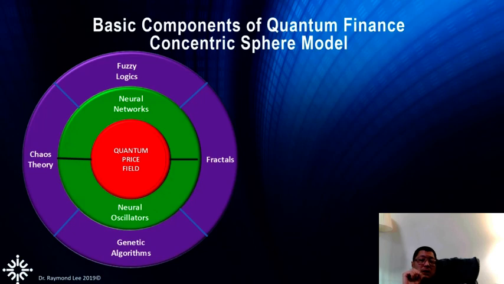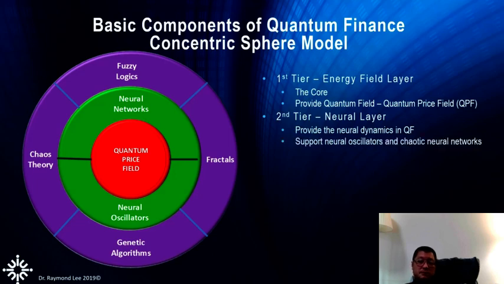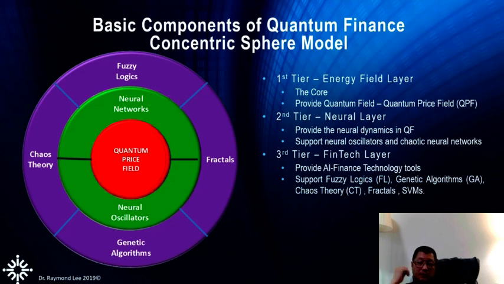The most important part is how to make use of this concept to write your program. So the program part is very important. So remember to attend Jim's workshop and lab. So the first tier, the energy field layer. At the core, we have the quantum field. And the second layer, the neural network layer, provides the neural dynamics and also all the oscillators. And the third tier, the fintech tier, we have the AI technologies. We have the different tools: neural network, fuzzy logic, chaos theory, fractal, and so on.